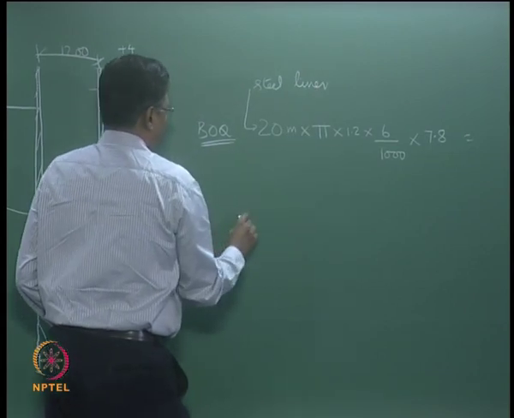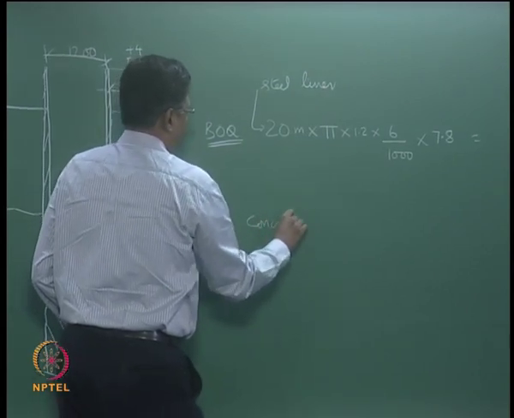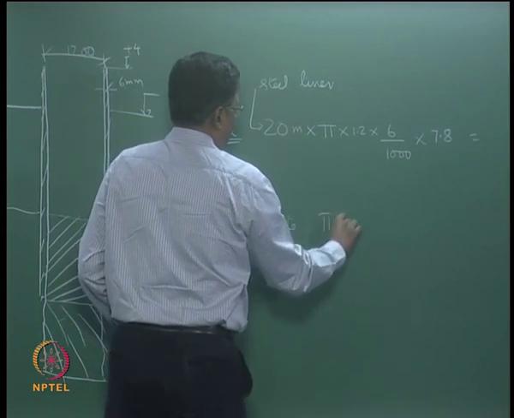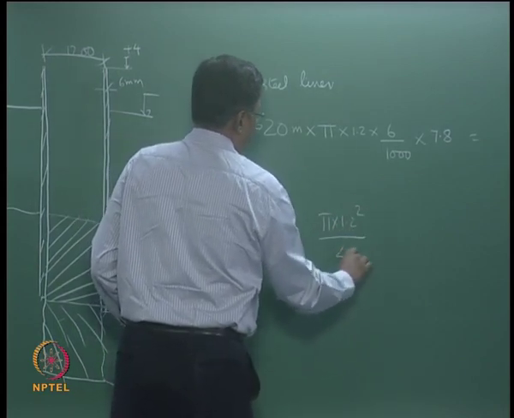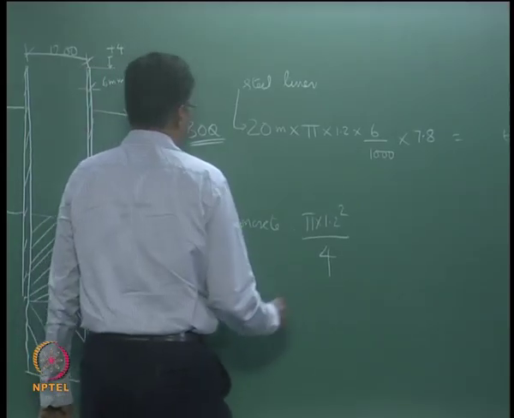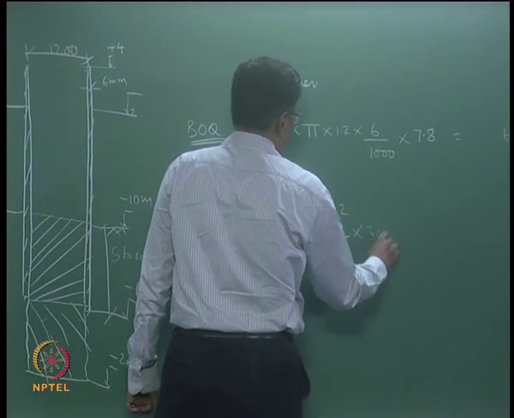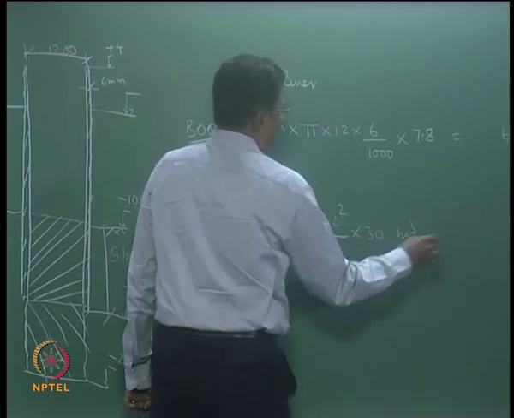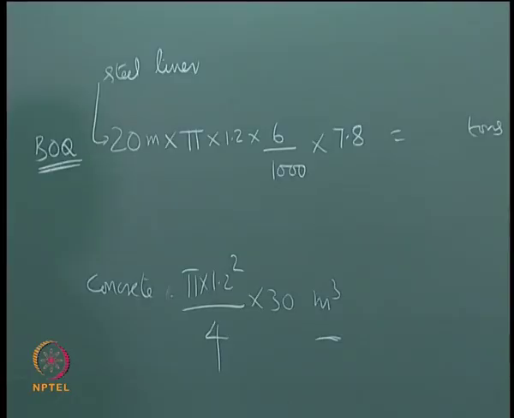Suppose you want to get the BOQ for the concrete item. That is equal to pi into 1.2 square by 4, this is the cross sectional area, into the length, which is about 30 meters. This will be in cubic meters. Calculate per pile how much it is. So based on this you can get the concrete quantity.